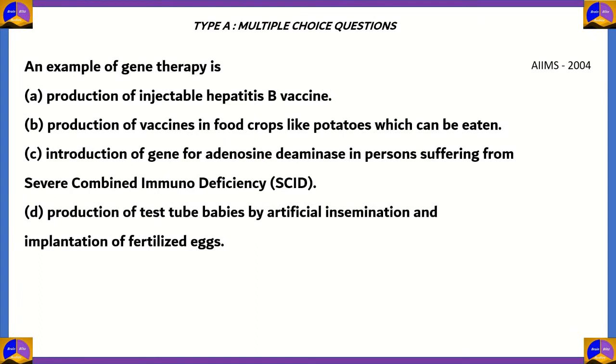This question is very interesting. You need to find an example of gene therapy among the following. Option A says production of injectable hepatitis B vaccine. The hepatitis B vaccine is one of the few rDNA vaccines available. Therefore option A is incorrect because this goes under rDNA technology.